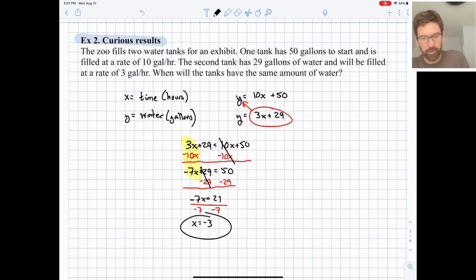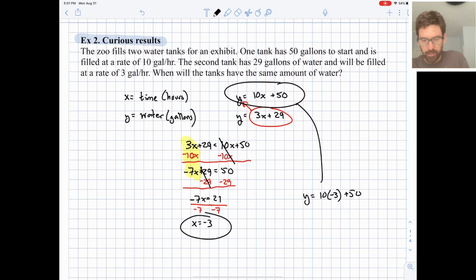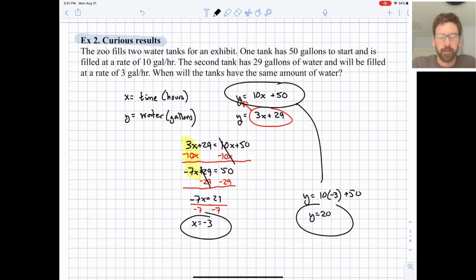We could plug in negative 3 for either of these equations. And we can say y equals 10 times negative 3. Plug in negative 3. So y equals 20. Okay, so it's a curious solution, but it's a reasonable solution, I think. 3 hours ago, assuming the filling of the tanks had been continuing over that time, that's when the tanks had the same amount of water.